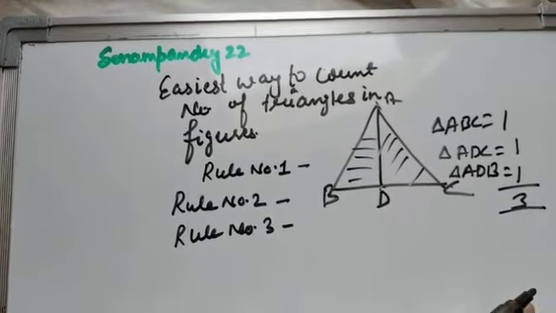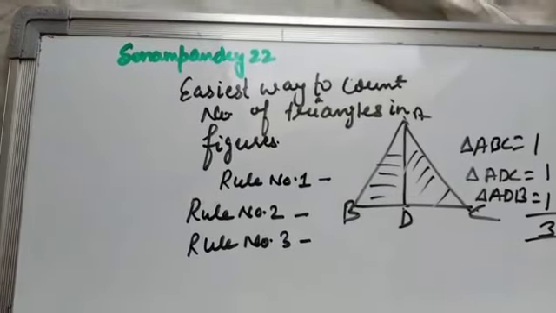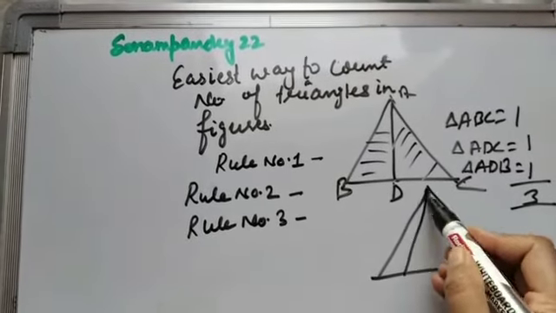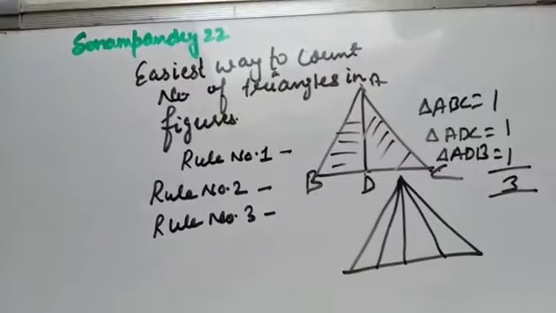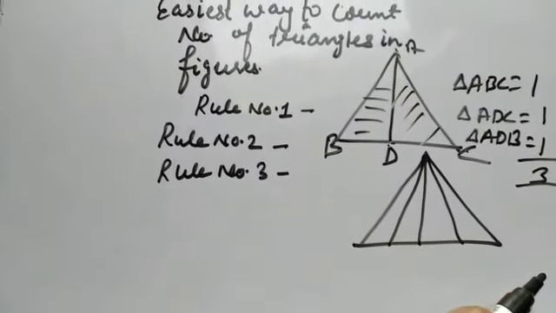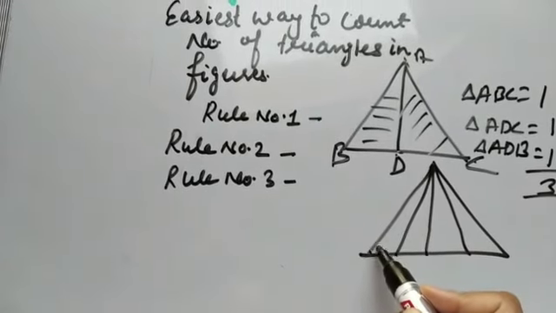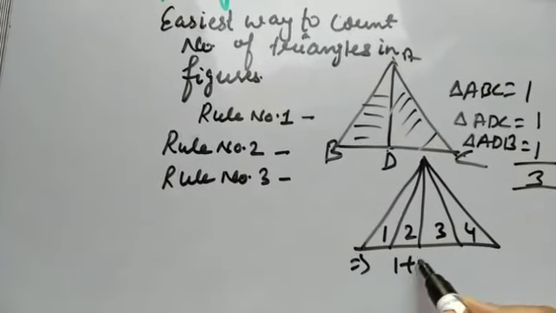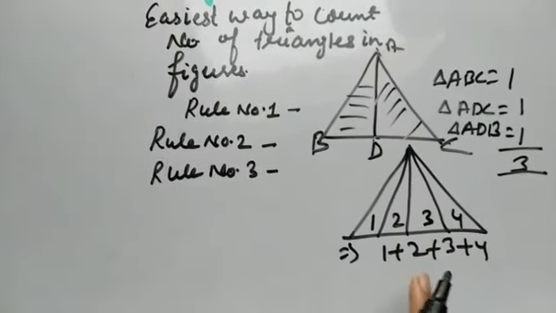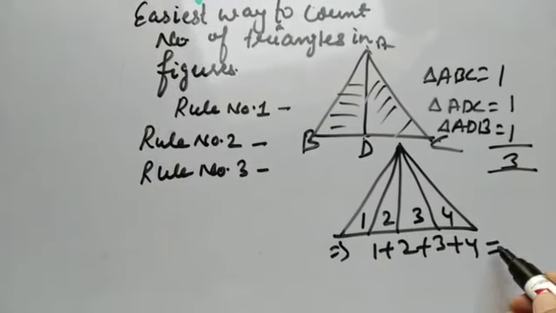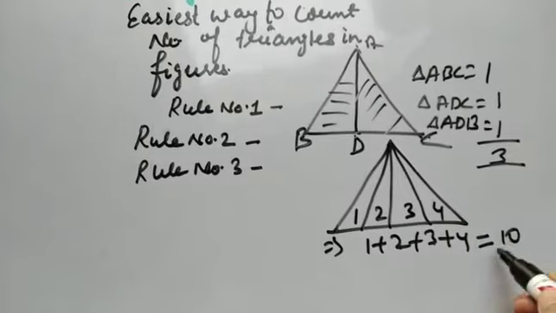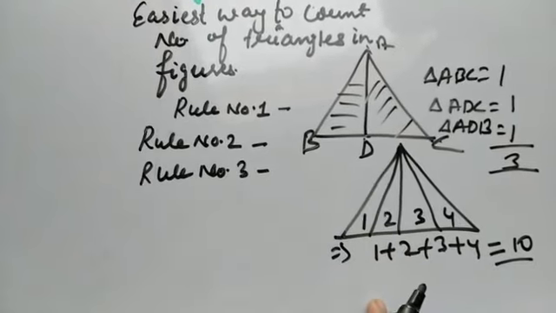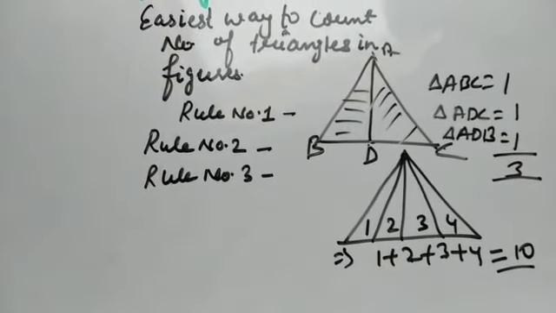So now there are three triangles, but in a very easy way you can't count the number of triangles in this figure. It's quite difficult. So for that I have a rule: count the number of triangles like this, 1, 2, 3 and 4. Now add the values like this. 1 plus 2 plus 3 plus 4, you are getting 4 plus 3 is 7, plus 2 is 9, and 1 is 10. Now count the number of triangles. These are 10. So in this way you can easily count the number of triangles in the figure in seconds.